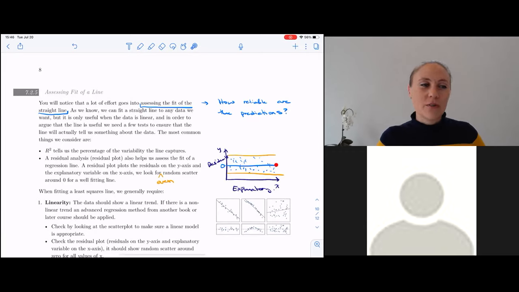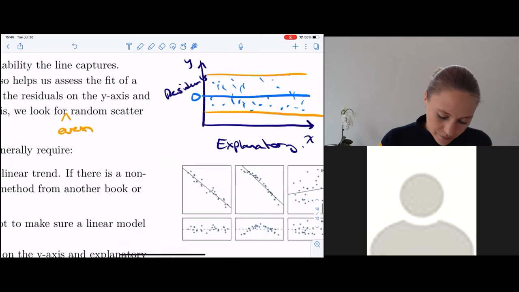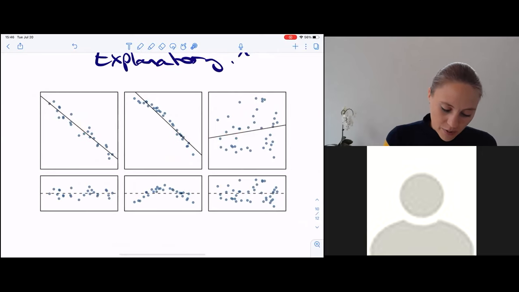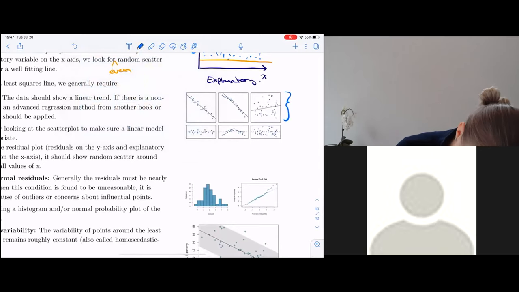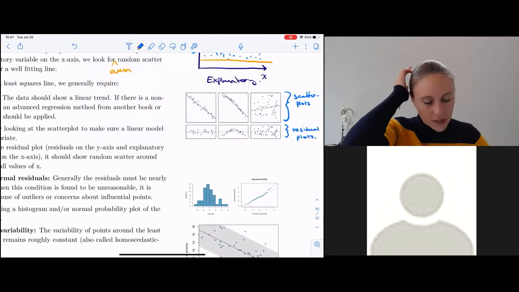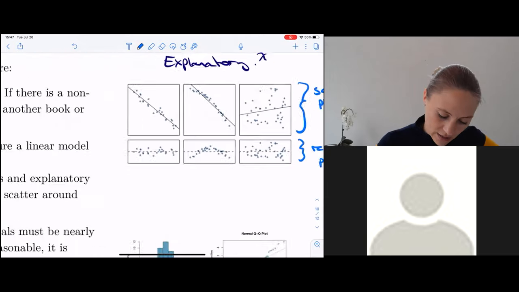What I always found confusing about residual plots in the beginning is that they look basically the same as the regular scatter plot, okay? But the reason that we use them is because they kind of amplify what's going on, okay? So here, these are the scatter plots, okay? So these are kind of the original scatter plots. And these are the residual plots that correspond to them.